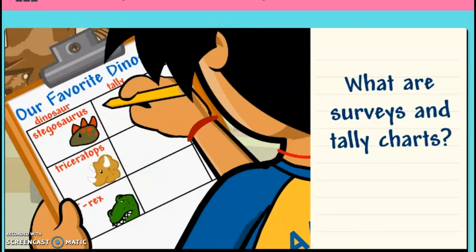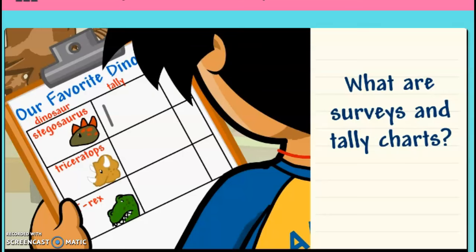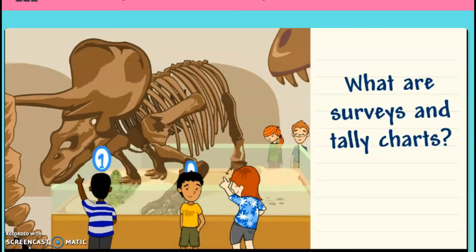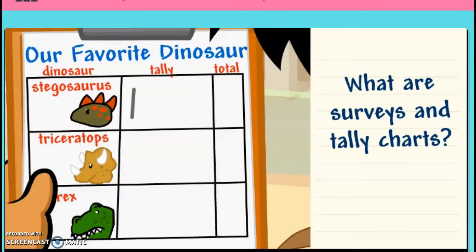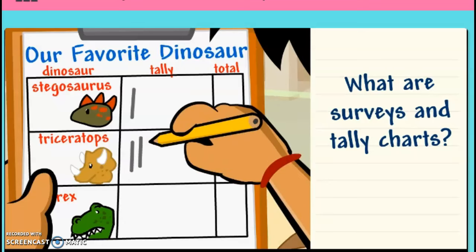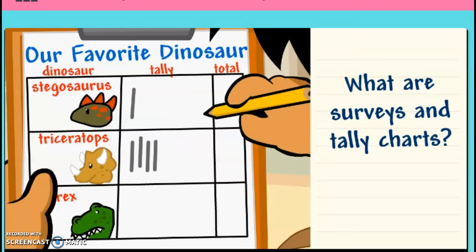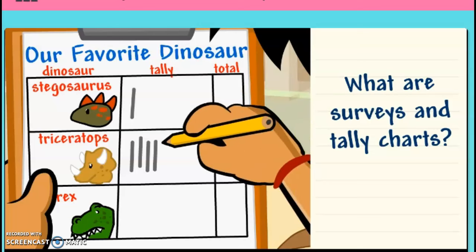You can draw 1 tally mark to stand for 1 vote. 5 kids like the Triceratops. So I'll draw 5 tally marks in that row. 1, 2, 3, 4. The 5th mark is drawn across the other 4.